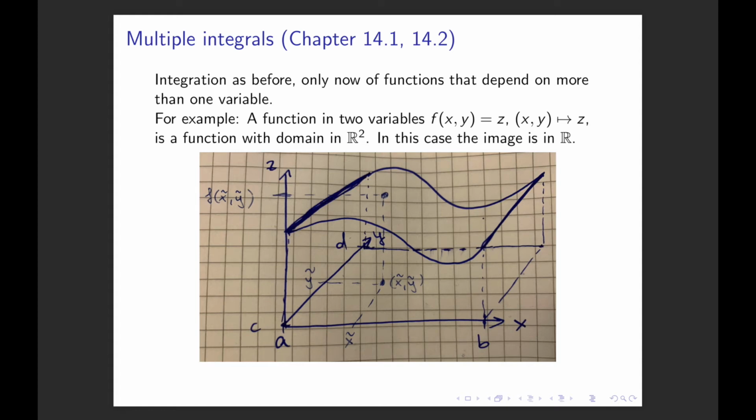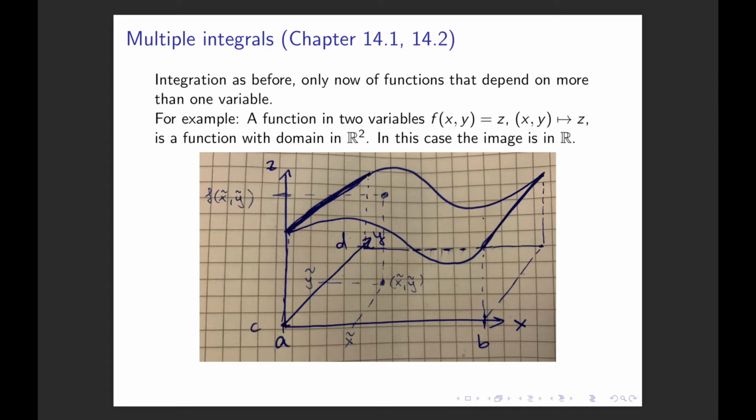Content of week 8 is multiple integrals. So integration, just as before, only now for functions that depend on more than one variable. For example, a function in two variables, x and y, that gives a value z. So a function with domain in R2 and image R. We can still plot the graph of this function since altogether we have 3 dimensions.